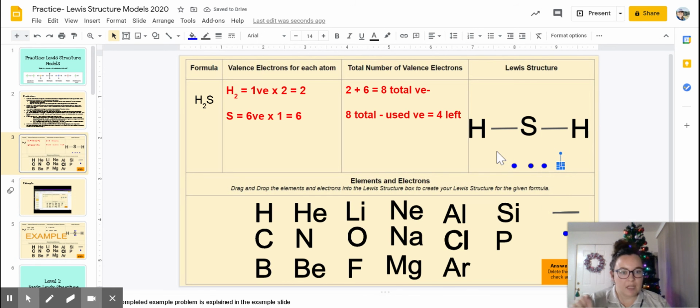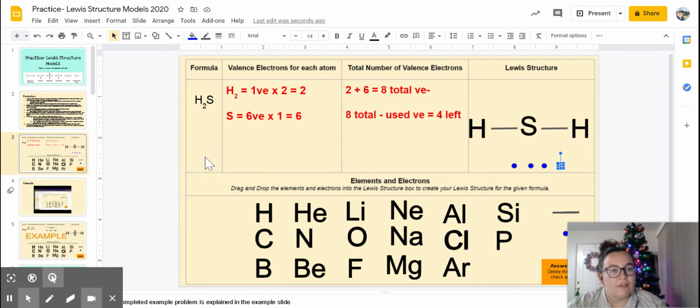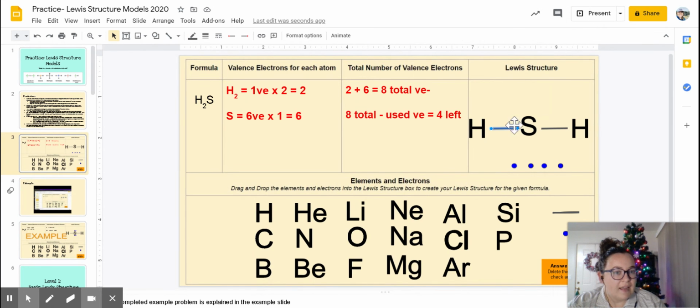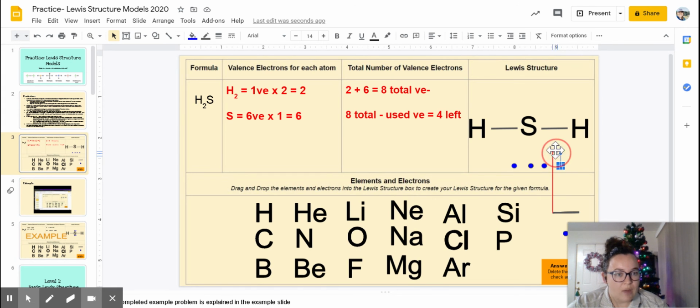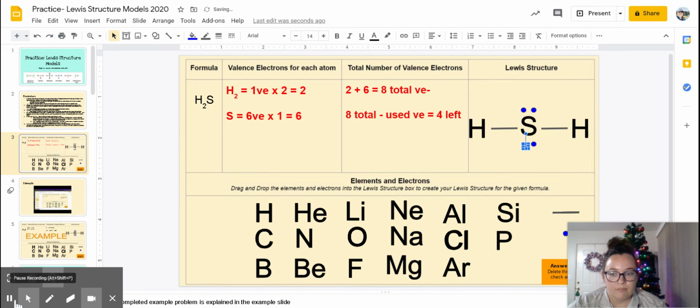Then I'm going to place them. Normally, like I said, we would place them on the outside atoms. But in this scenario, we have hydrogen. Hydrogen is already satisfied. Remember, hydrogen only requires 2 electrons, and the lines bonded to hydrogen count as 2. So hydrogen is happy. In this scenario, we are going to add our electrons to our central atom, sulfur. 1, 2, 3, 4. Just like that. Okay, so I have completed step 4.